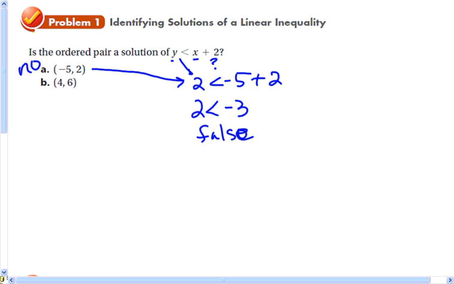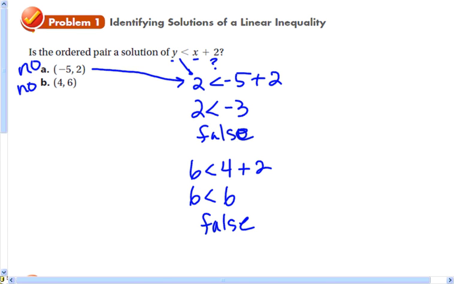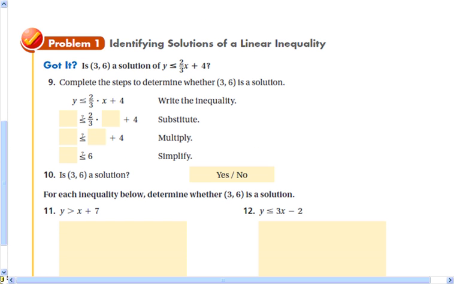For B, 4, 6, so we're going to put 6 in for y and 4 in for x, and simplify that. We get 6 is less than 6. Again, that's false. So B is no also. All right, go ahead and try it with this one. You can check back with the answers.